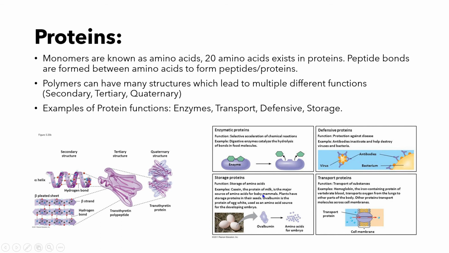Some proteins are enzymes, meaning that they speed up chemical reactions. They act as catalysts. Some proteins are defensive proteins. They act against disease. So antibodies in our body are proteins. Proteins also help with storage of amino acids, and they also help transport substances through cells. In the cell membrane, there are transport proteins through which substances can pass through the phospholipid bilayer.